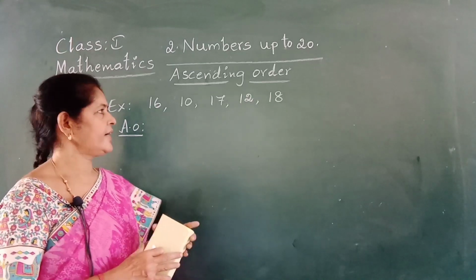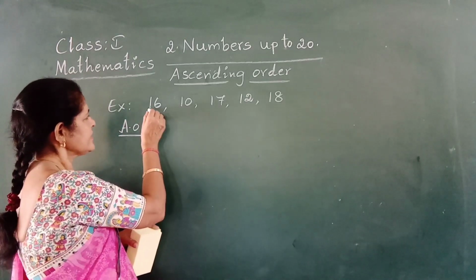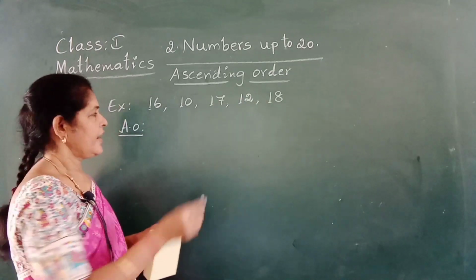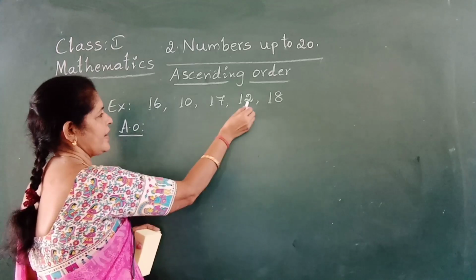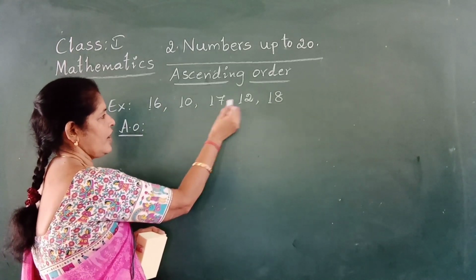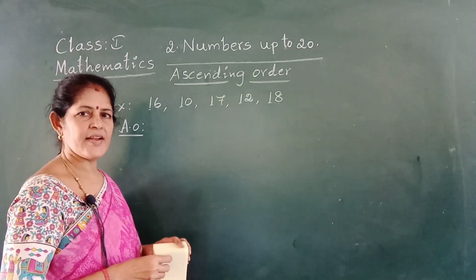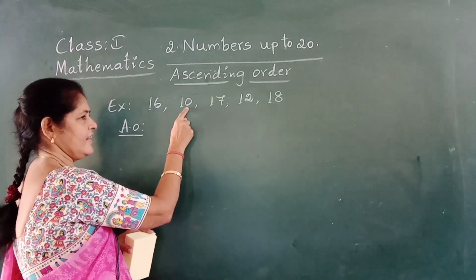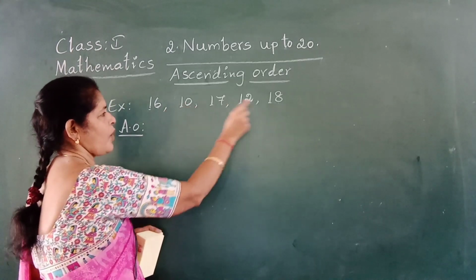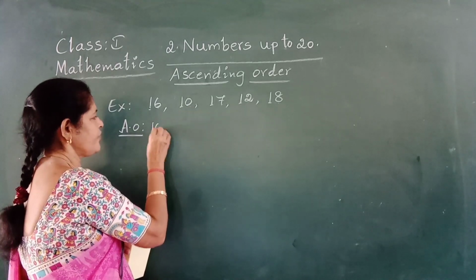How do we identify in the given numbers which is the small? See, tens place number having 1 common. Yes or no? Next, compare ones place number. These are ones. Which number having less ones? 10. 10 having 0 ones. That's why 10 is the smallest among the given numbers. That's why 10 right in the first place.